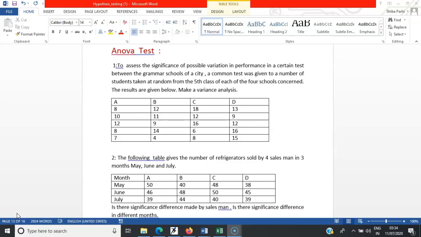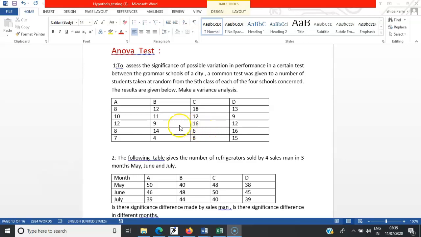All of us can see there are five students chosen from school A. Similarly, from schools B, C, and D, five students are chosen, and they are given the grammar test. All of them went through the grammar test, and the grammar test scores of the five students of schools A, B, C, and D are given. Now we want to compare how far they are comparable. Are all of them equal in terms of the standards of the grammar subject?